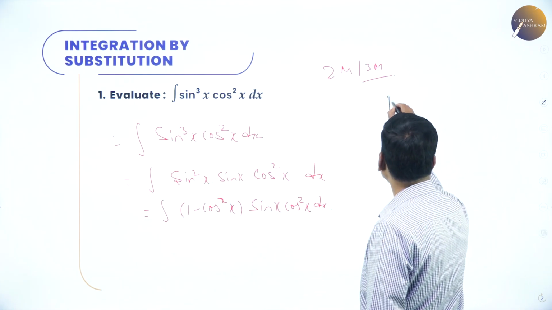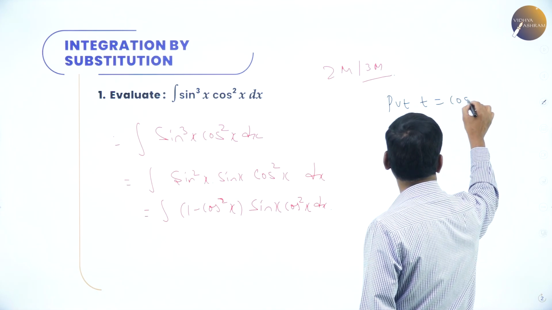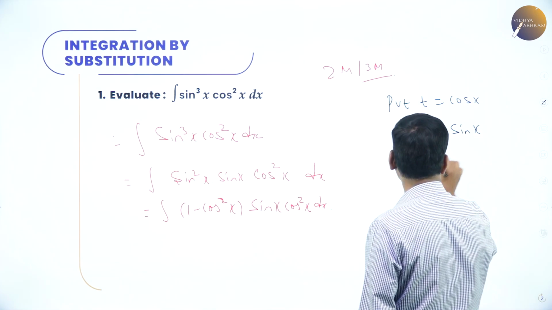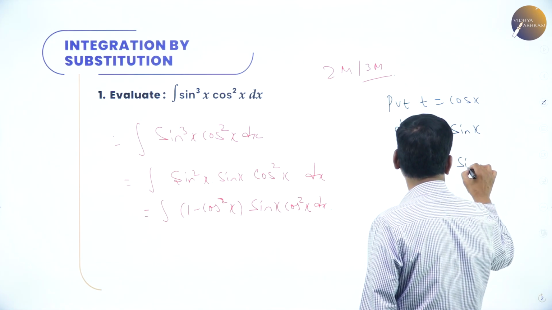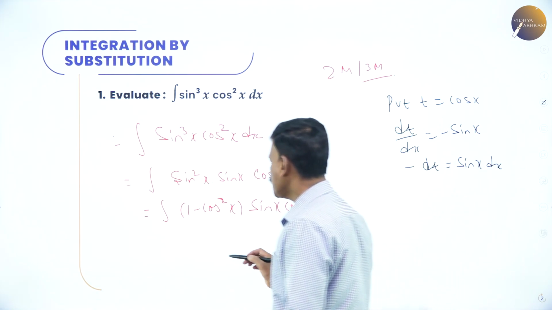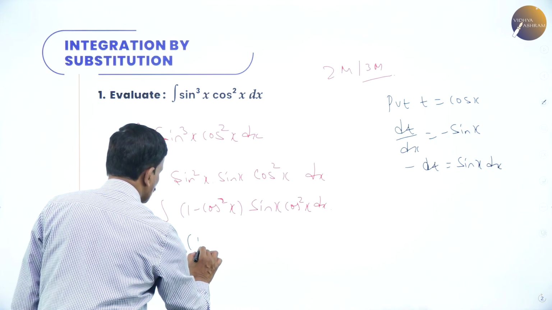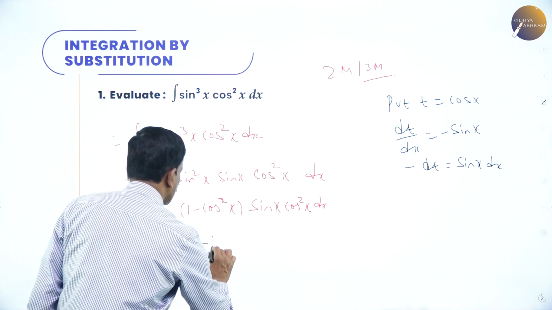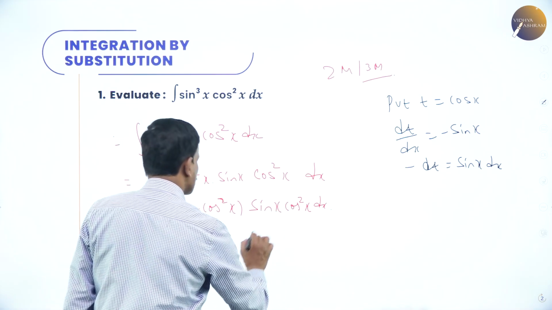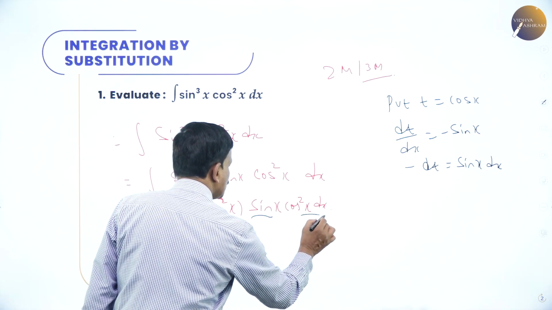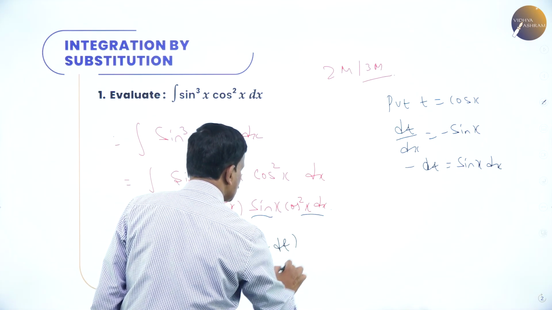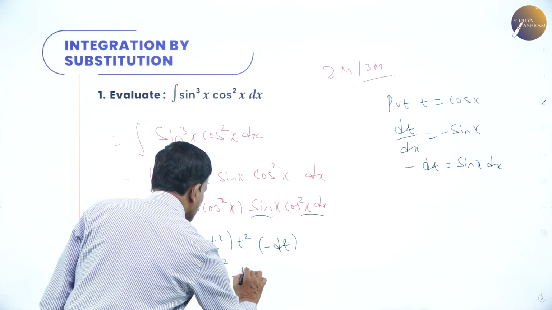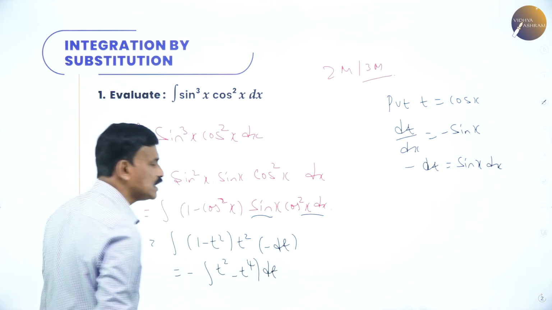Put t is equal to cos x. Now what is differentiation of cos x? dt by dx is equal to minus sin x, and minus dt is equal to sin x dx. So this integral reduces to integral of 1 minus t square, since cos square is t square, into this cos square which is again t square. This sin x dx can be written as minus dt. You can take minus out, multiply: t square into 1 is t square, minus t to the power of 4 dt. Now integrate this, that's it.